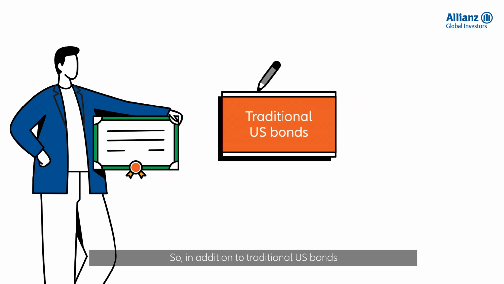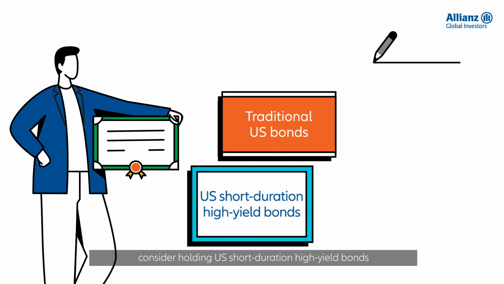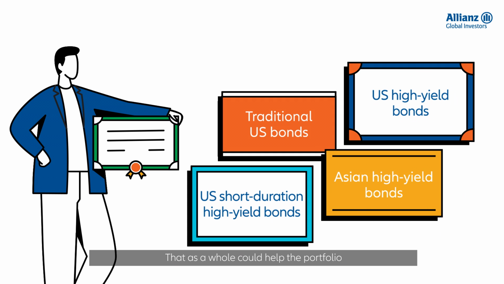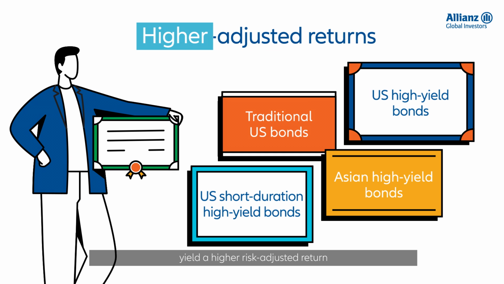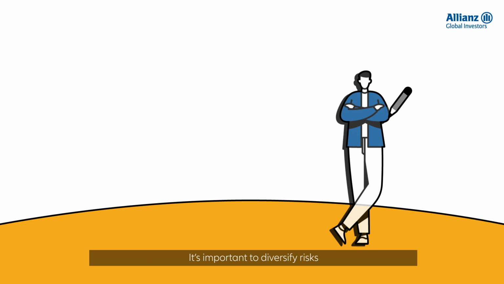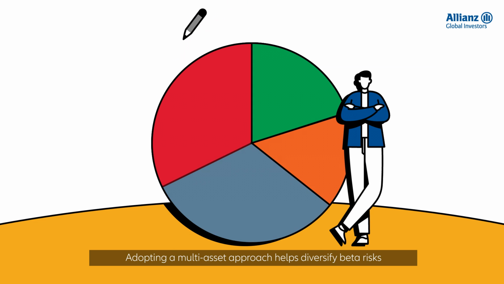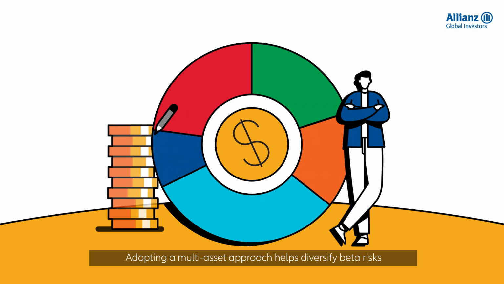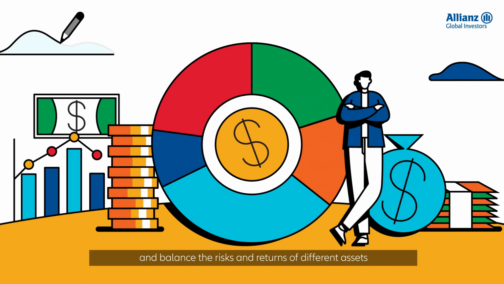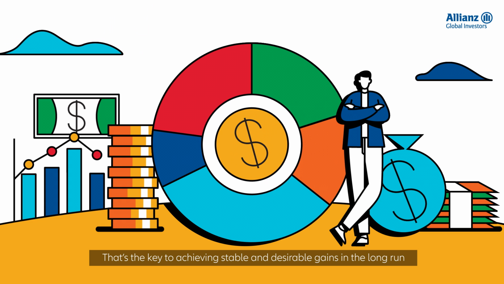So, in addition to traditional US bonds, consider holding US short-duration high-yield bonds as well as US and Asian high-yield bonds. That as a whole could help the portfolio yield a higher risk-adjusted return. It's important to diversify risks because financial markets are full of uncertainties. Adopting a multi-asset approach helps diversify beta risks and balance the risks and returns of different assets. That's the key to achieving stable and desirable gains in the long run.